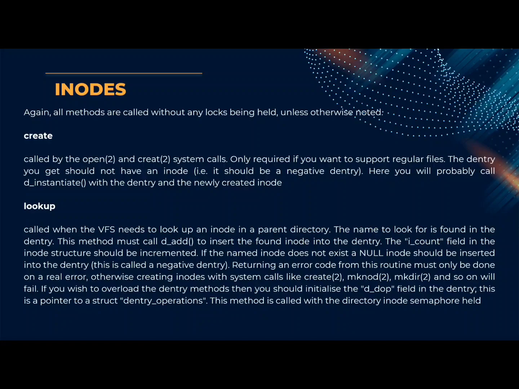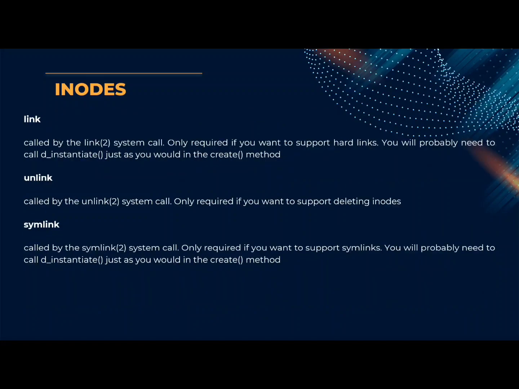Next is lookup, called when the VFS needs to look up an inode in a parent directory. The name to look for is found in the entry. Okay. Then we have link, only required if you want to support hard links. You will probably need to call instantiate just as you would in the create method.